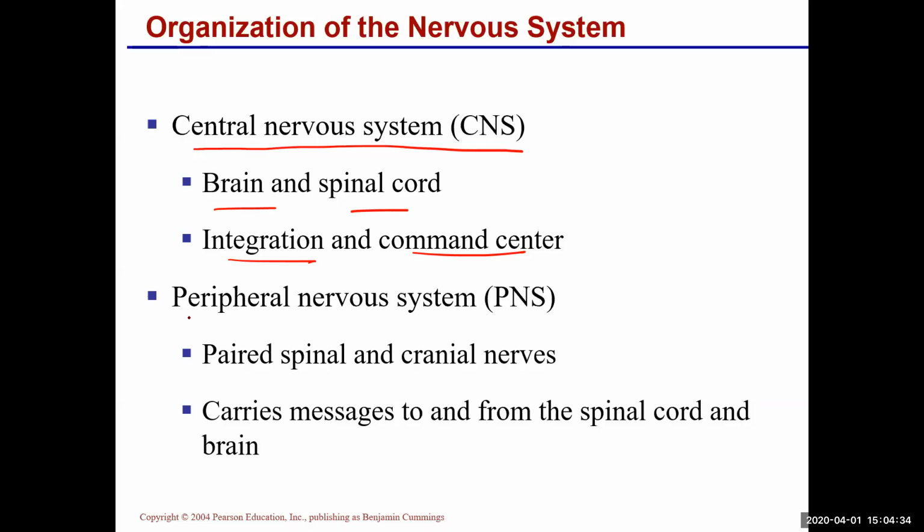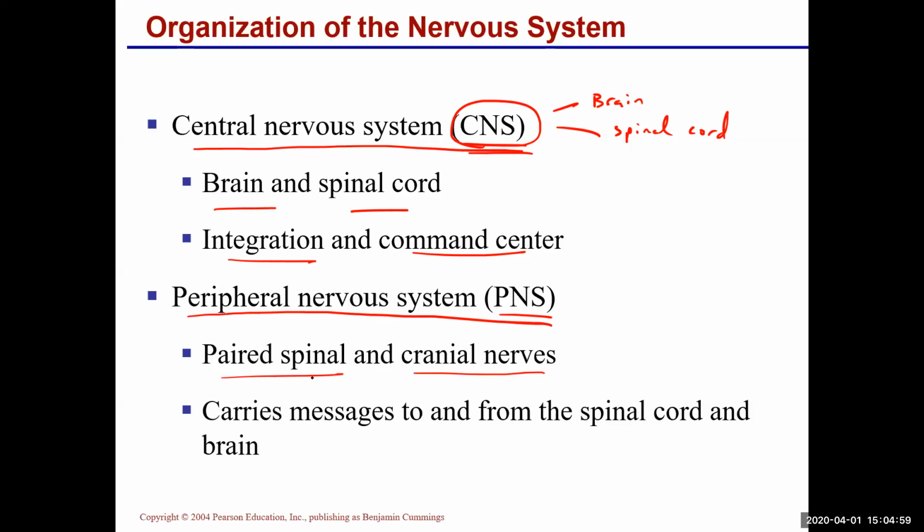But then there is also a peripheral nervous system. The peripheral nervous system is basically all the nerves outside of the central nervous system. If you exclude the brain and the spinal cord, everything else is peripheral nervous system. This includes cranial nerves and spinal nerves. Messages coming in towards the CNS and getting out of the CNS, all of that is peripheral nervous system.